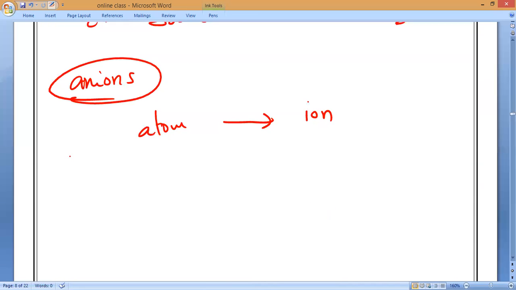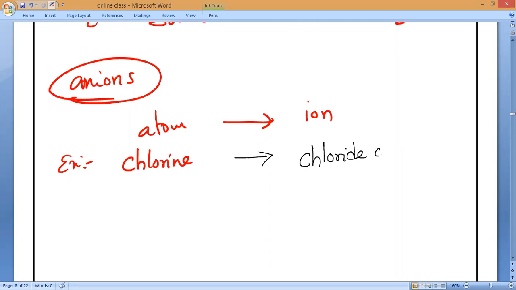For example, if we take chlorine. Chlorine is the atom or ion? I want the response. Chlorine is the atom. Coming to the ion, is it a chlorine ion or chloride ion? Chloride ion. So what is happening here? "ide" is being added.